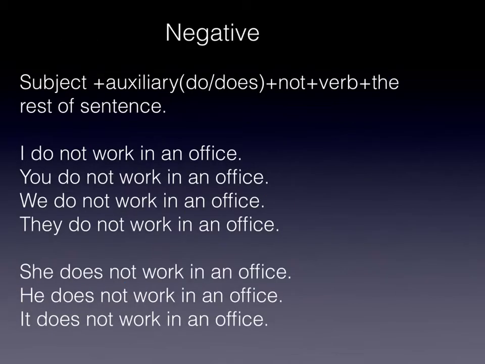The negative sentence: subject, then do or does, then not, then the verb, then the rest of the sentence. I do not work in an office. You do not work in an office. And we and they the same. She does not work in an office. Doesn't for she, he, and it.